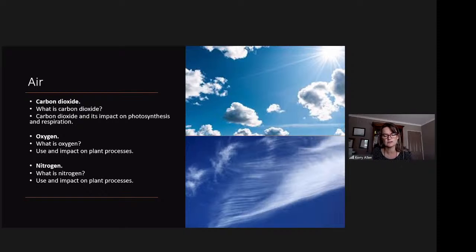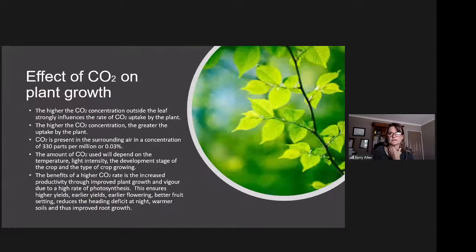So carbon dioxide is required for photosynthesis. And we use nitrogen for building the building blocks of plant structure. And they can get that both out of the soil and out of the air. Different crops require different things. So we'll just look at carbon dioxide first.